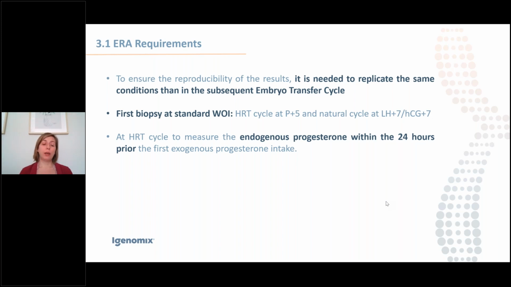Okay, this is because in a stimulated cycle there is a higher variability of the hormones between cycles. So we cannot ensure reproducibility of the result between two different stimulated cycles. For that reason we recommend only doing the ERA on an HRT cycle or natural cycle, because if you do the biopsy on an ovarian stimulated cycle and then perform the transfer in a different ovarian stimulated cycle, maybe you are not going to have proper reproducibility of the result because of this variability in the hormones that is difficult to control. So this is the main reason.